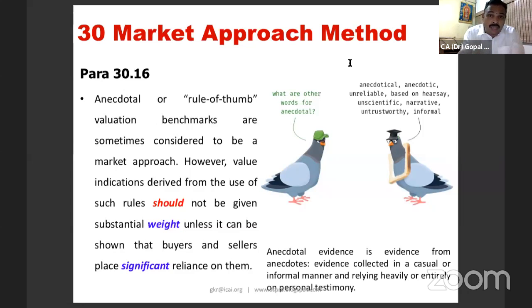There the valuer will come and say, it is neither 4 nor 10, 7.5x would be fine. For 7.5x you have to find some data. However, value indication derived from the use of such rules should not be given substantial weight unless it can be shown that buyers and sellers place reliance on them. They'll say, this is fine, valuer, you tell us which is right. Would it be 4x or 10x? No, 7x is fine. So you give a report for 7x under the anecdotal rule of thumb valuation method. That's perfect.